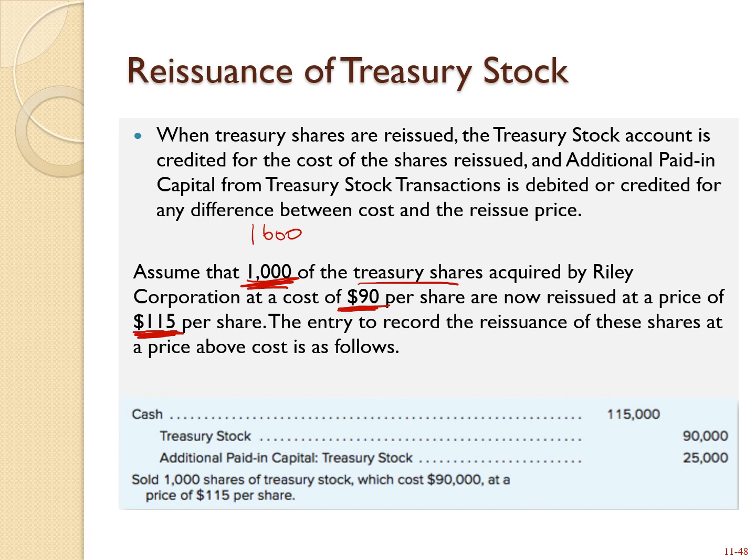The entry to record the reissuance is, the first thing is cash, as usual. $115,000 is the cash that you received from shareholders. The value of treasury stock that will decrease and therefore will increase your outstanding shares is 90,000, which is the 90 multiplied by the 1,000. The difference is additional paid in capital for treasury stock. Always the excess will be APIC.